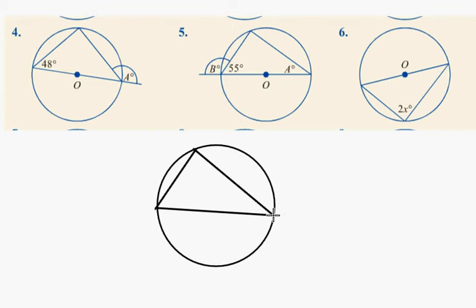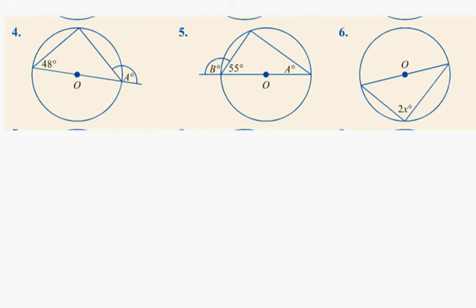So you can go through all of these questions and you can not even read them, but just do this over and over again. 90, 90, 2x equals 90, x equals 45. Okay?